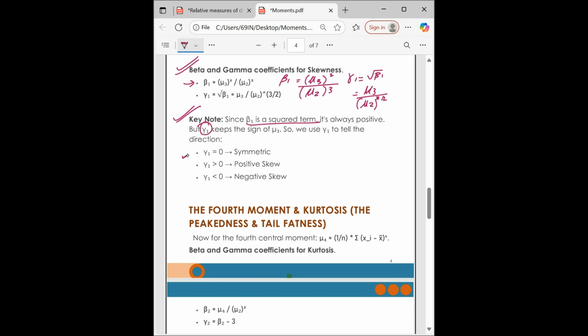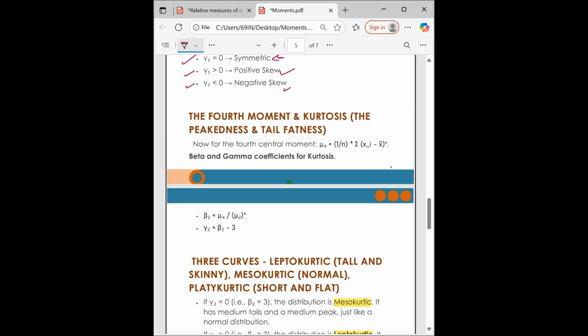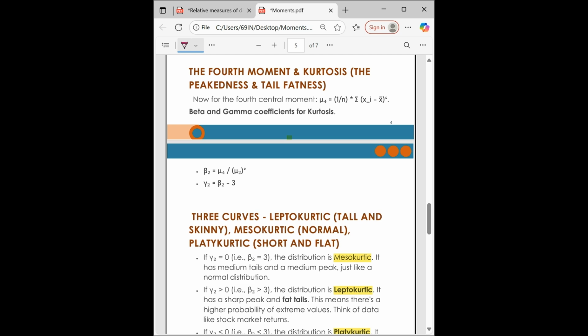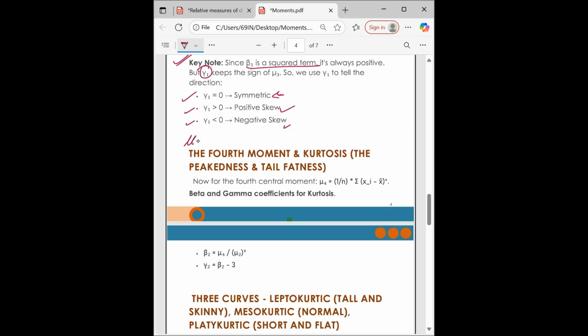First, if gamma 1 is equal to 0, then it will be symmetric. If gamma 1 is positive, or greater than 0, it will be positively skewed. And if it is less than 0, then it will be negatively skewed. Now coming to the fourth central moment. So let me write it here only. Mu 4 is equal to 1 by n into summation (xi minus x bar) whole to the power 4.